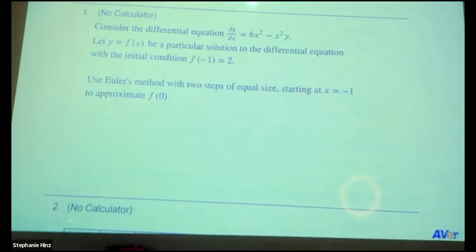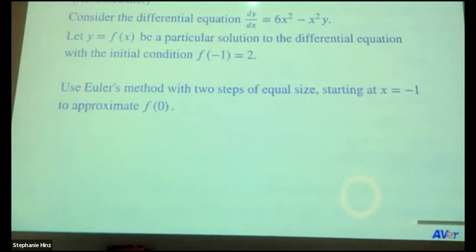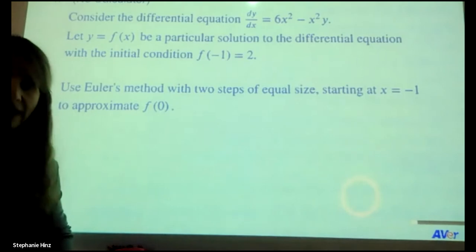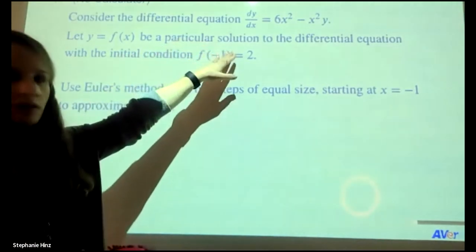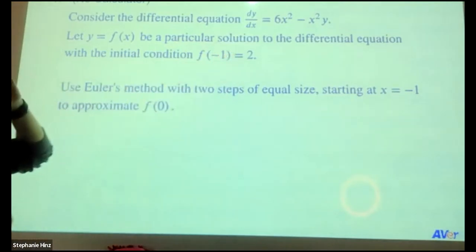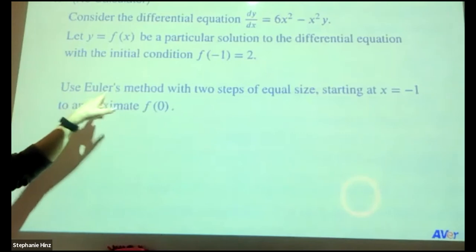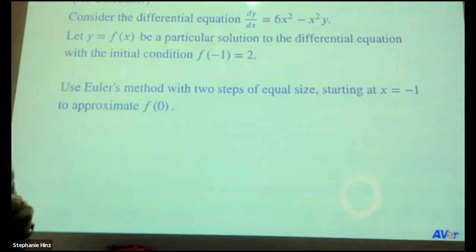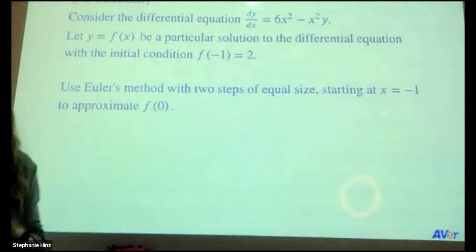Okay, so my students get excited. They see a particular solution. They're like, oh, I need to find it. No, it doesn't say find it. Look for the verb. It says let it be a particular solution. That doesn't mean go find it. And so we're going to use this initial condition. Use Euler's method with two steps of equal size starting at x equals -1 to approximate f of 0.